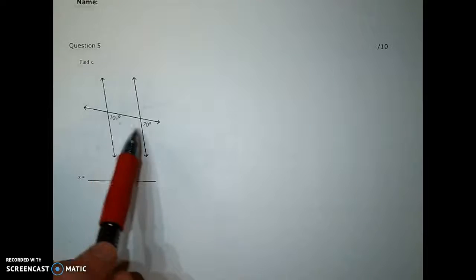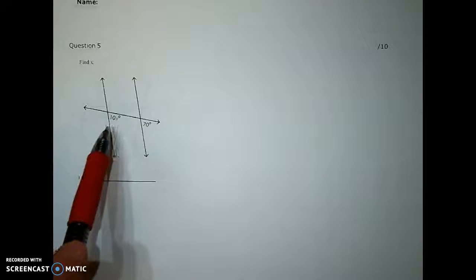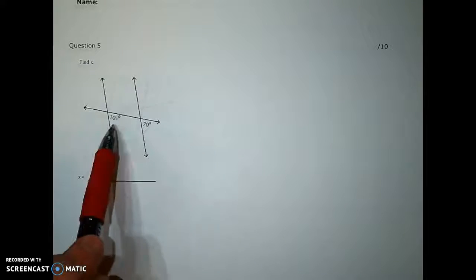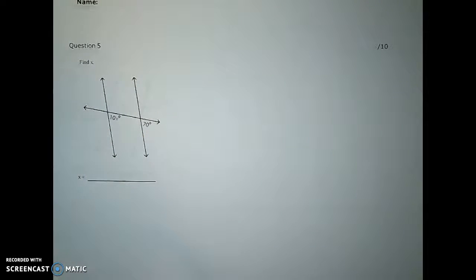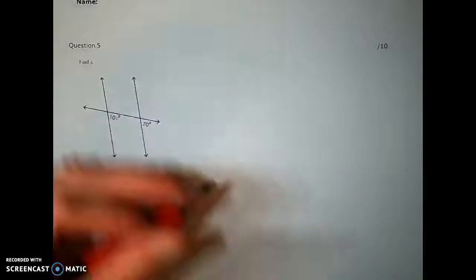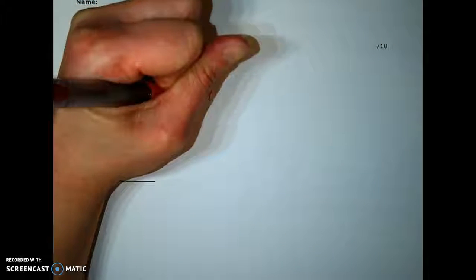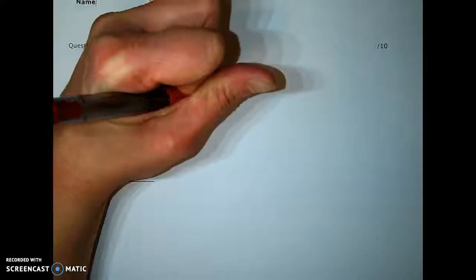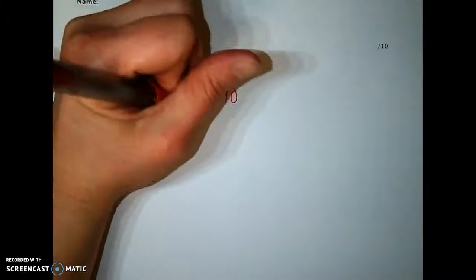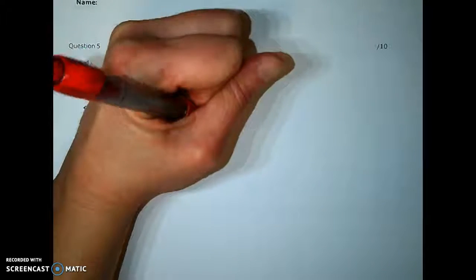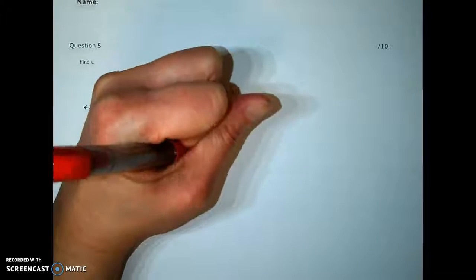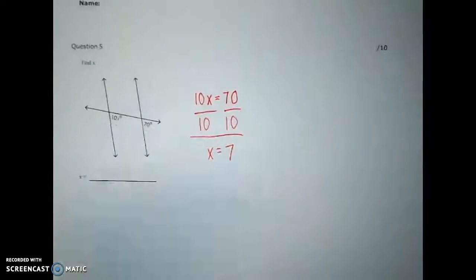In this case, we have corresponding angles, and I know that because they're both to the right of the parallel lines and both below the transversal. Same side of the transversal, same side of the parallel lines. So I know that I can set 10x equal to 70 because those angles have the same measure. To get x by itself, I divide both sides by 10, and I get as my answer x equals 7.